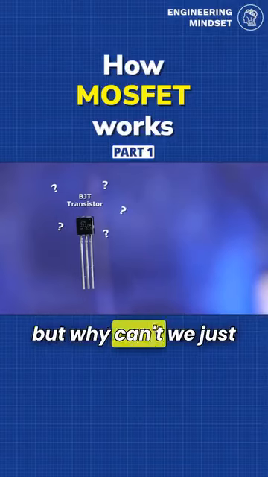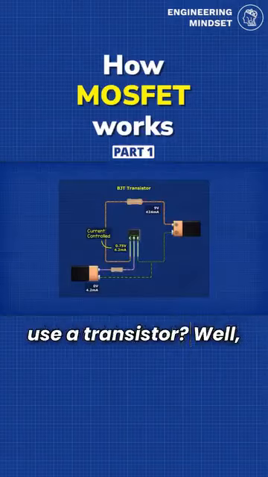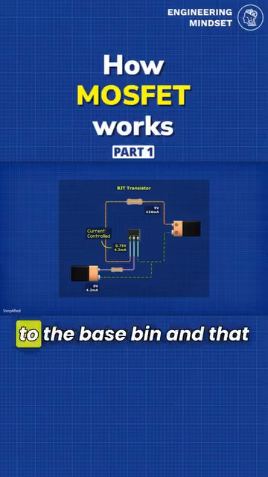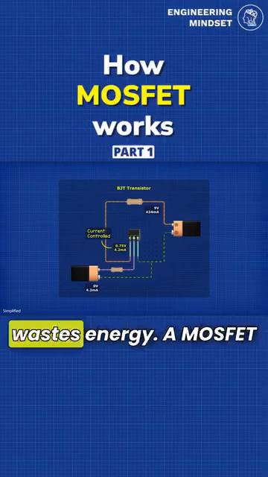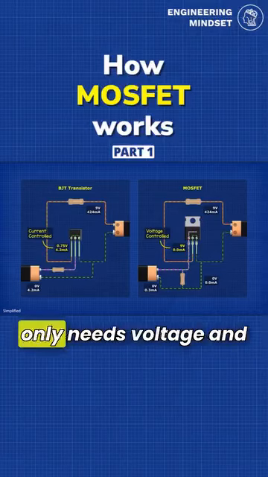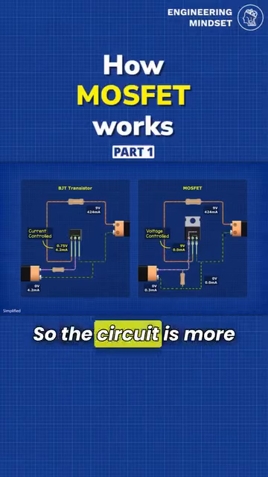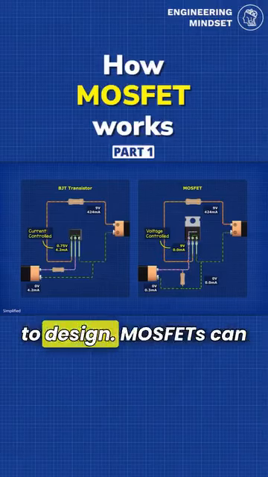Okay, but why can't we just use a transistor? Well, a BJT transistor requires current to be applied to the base pin, and that wastes energy. A MOSFET only needs voltage and almost no current flows. So the circuit is more efficient and easier to design.